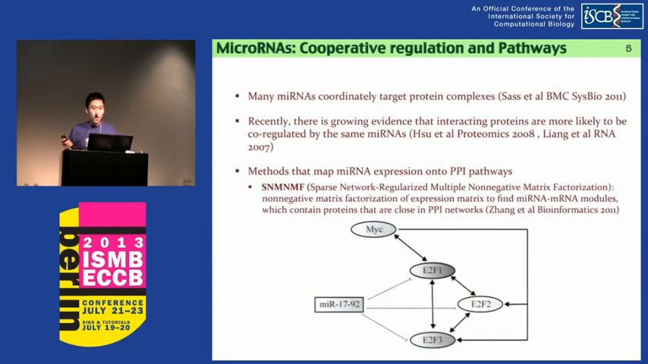Okay. So far we have looked at each microRNA individually, so each of them is a separate regression problem. But we all know that microRNAs cooperatively or coordinately target protein complexes. And there is a lot of evidence suggesting that interacting proteins are co-regulated by the same microRNAs. So we want to propose work that extends the expression and sequence data with interaction data. In ISMB 2011, there was one method based on non-negative matrix factorization. It tries to find modules of microRNAs and mRNAs. In those modules, the mRNAs are close in the PPI, or protein-protein interaction, network.